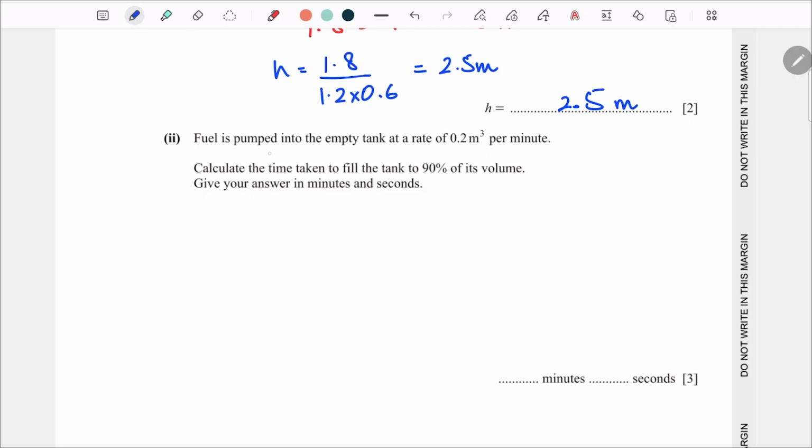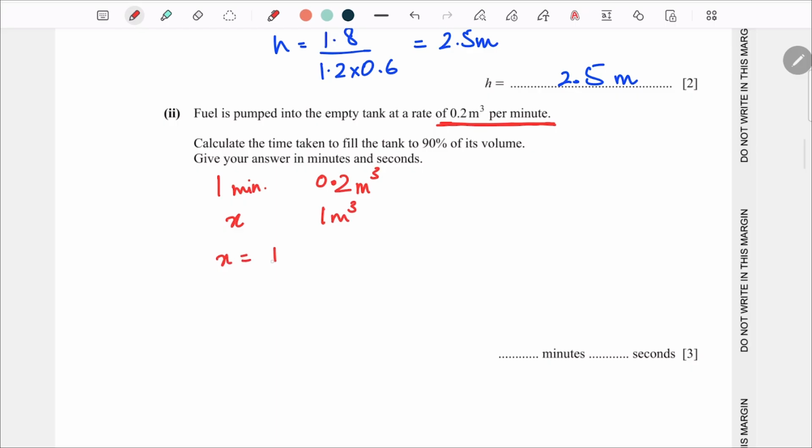Part 2. Fuel is pumped into the empty tank at a rate of 0.2 meter cubed per minute. So the rate is 0.2 meter cubed per minute. This basically means that in 1 minute it fills 0.2 meter cubed. So if I need to find the time taken to fill 1 meter cubed, x is basically going to be 1 divided by 0.2, and this is equal to 5 minutes. So in 5 minutes it fills 1 meter cubed volume.